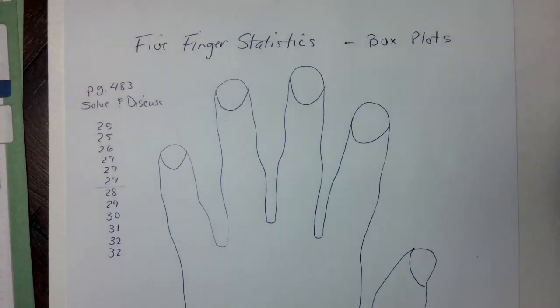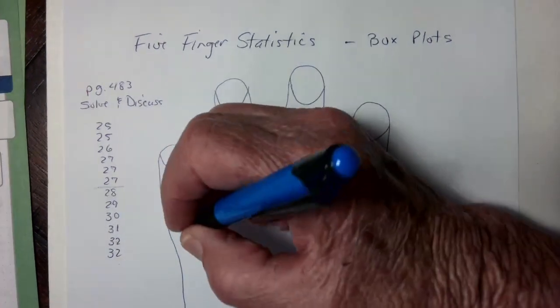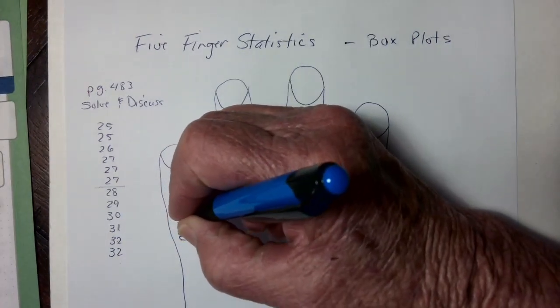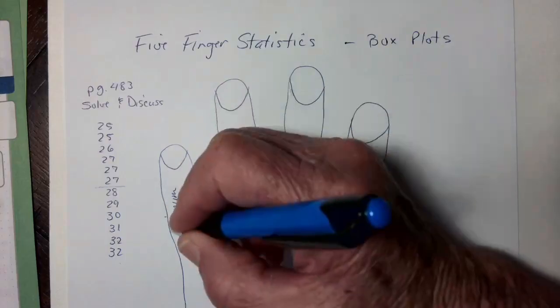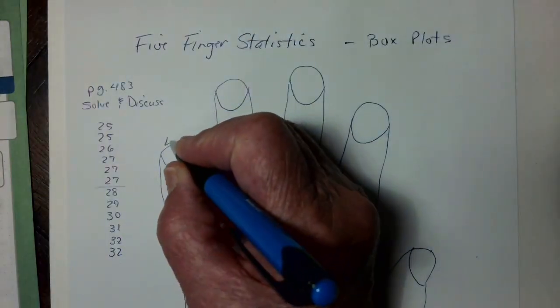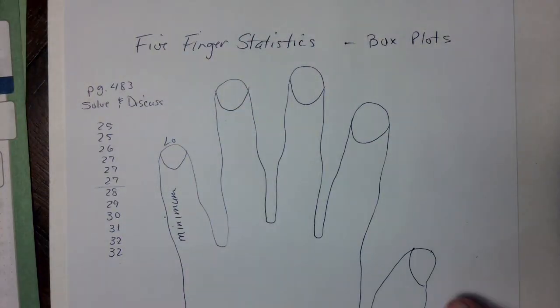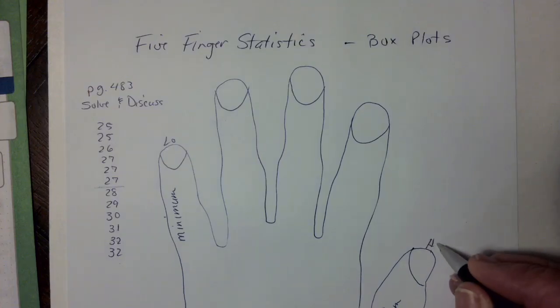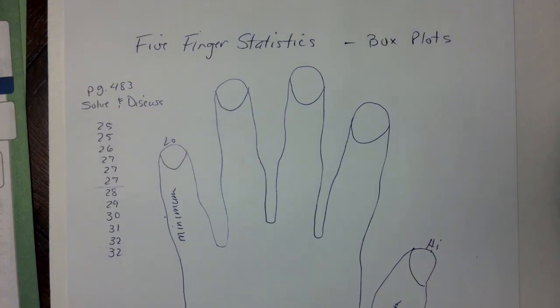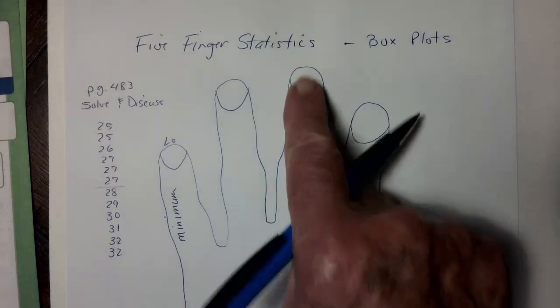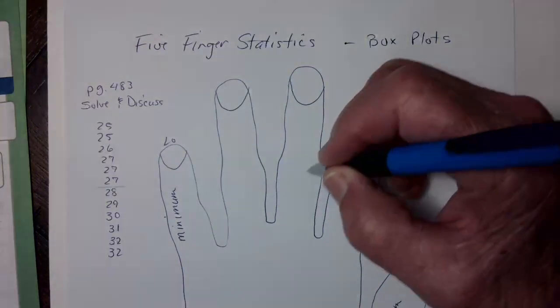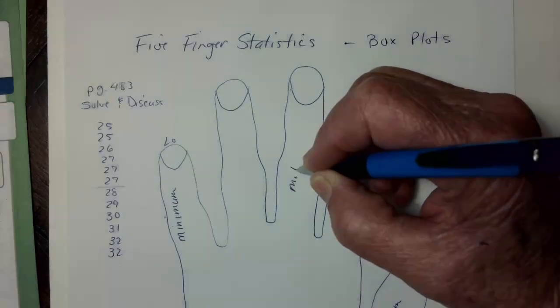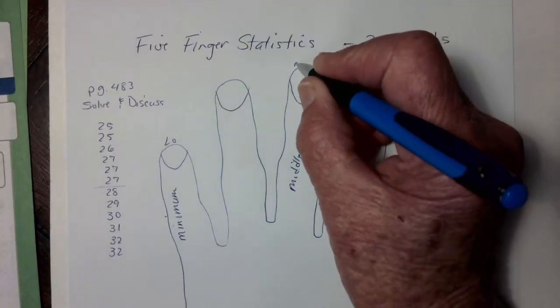We're going to write this on these fingers. This is your minimum. Minimum is a kind of a big word for your lowest number. And your thumb over here is going to be your maximum. Maximum is going to be your highest number. Now, there's 3 things in between. Well, you know the one in the middle, this is the median. This is the middle, so it's going to be your median.